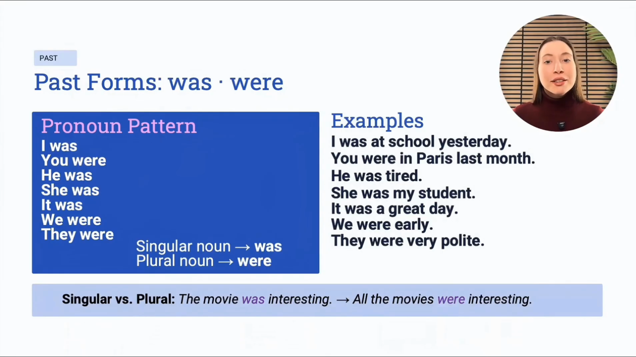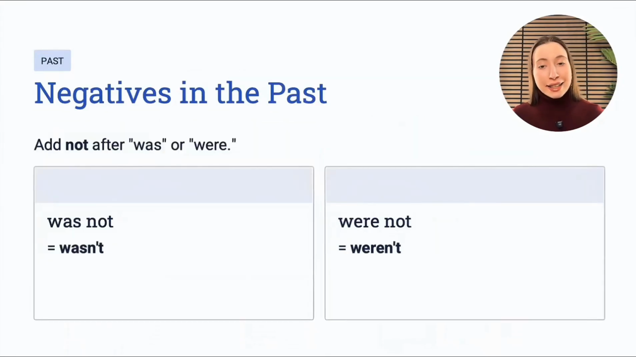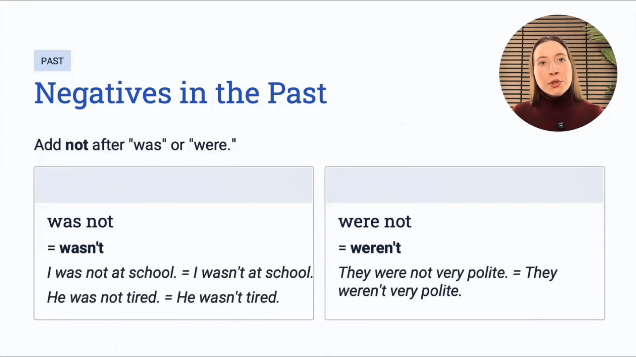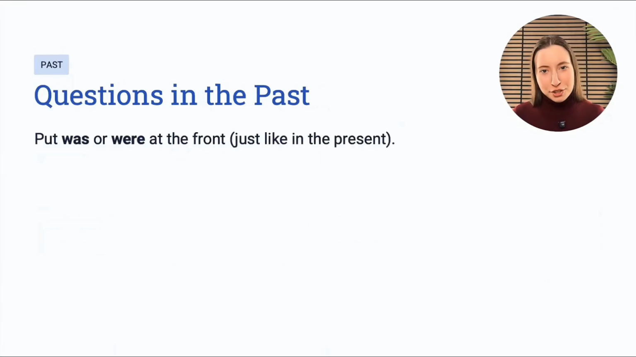Just like in the present, we can make sentences negative by adding not after be. Here, the contracted forms are was not, wasn't, were not, weren't. For example, I was not at school, or I wasn't at school. They were not very polite, or they weren't very polite, and he was not tired, he wasn't tired. And to make a question, you simply move it to the front.